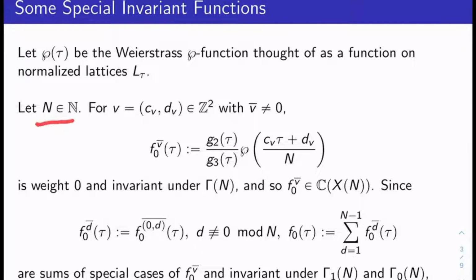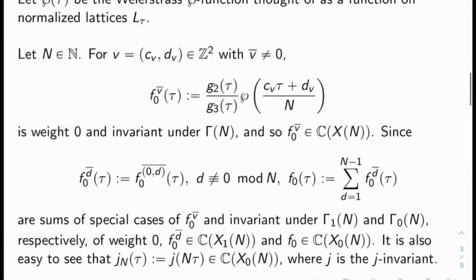Let's let N be a natural number. Let's let v be a vector in Z^2 with entries c_v, d_v. And I want v bar non-zero, where v bar is the reduction of v mod N. Let's define f sub v bar of tau to be g2 of tau over g3 of tau. I defined g2 and g3 in terms of the lattice L tau in a previous video, so make sure you get caught up on the series here. Times the Weierstrass phi function evaluated at (c_v tau plus d_v) over N.